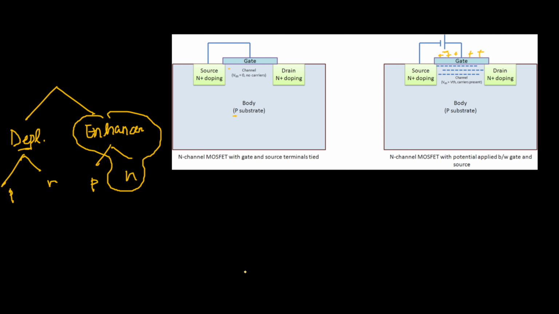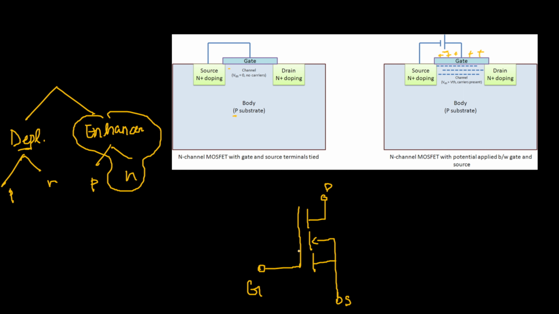So the circuit diagram for this looks like this. We are only going to talk about N channel enhancement type. So that is something like this. This is connected to the drain. This is the source. And this here is the gate.